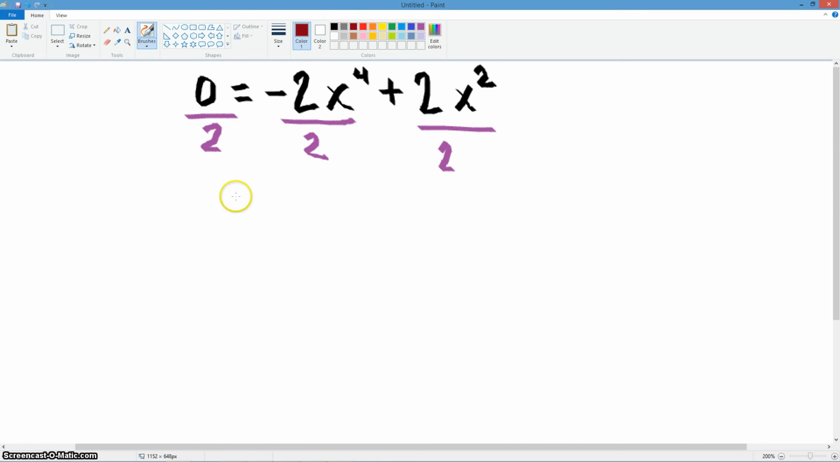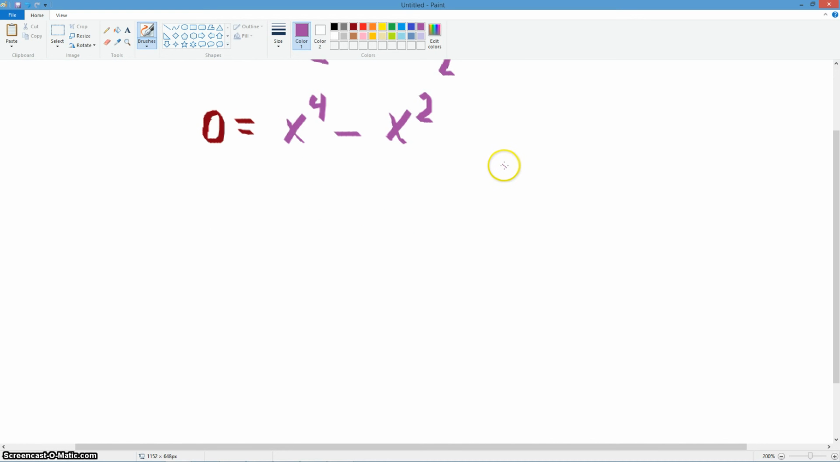So we have now 0 divided by 2. That's still going to give me 0. Negative 2 divided by 2. Well then, let's go ahead and get rid of the negative as well. So let's divide by a negative 2. That's going to make life definitely easier. So 0 divided by a negative 2 is still 0. Negative 2 divided by a negative 2 is positive, so I'm just left with x to the fourth. And a positive 2 divided by a negative 2 is going to be a negative, and I'm just left with x squared. Much better. That's what I have now.